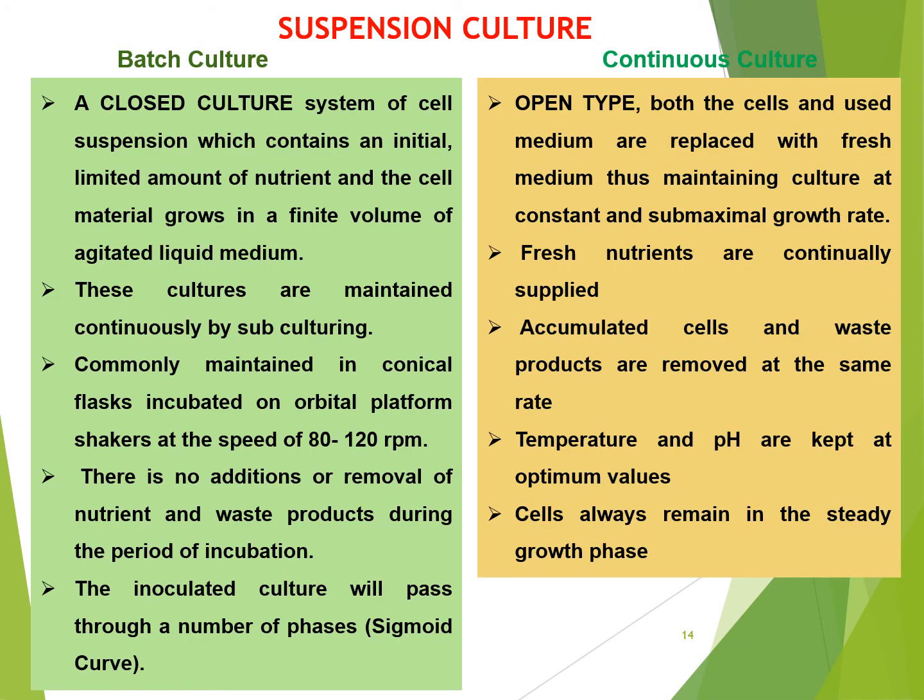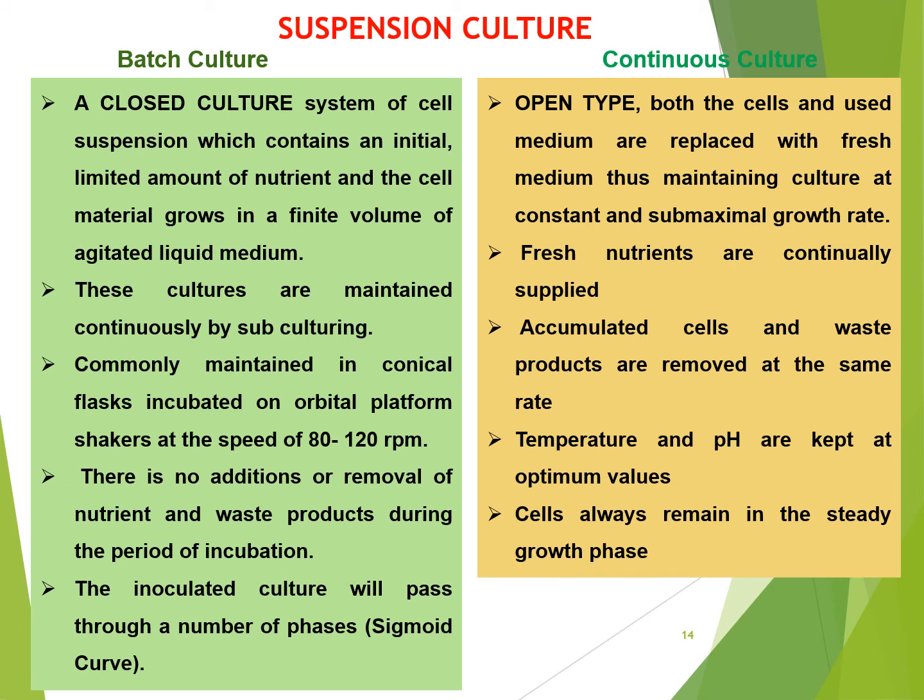A batch culture is a closed culture system where the suspension culture has a limited amount of nutrients and cells grow in a finite volume of nutrient agitated medium. The cultures are maintained by continuously subculturing. Here, the cells follow the sigmoid curve.